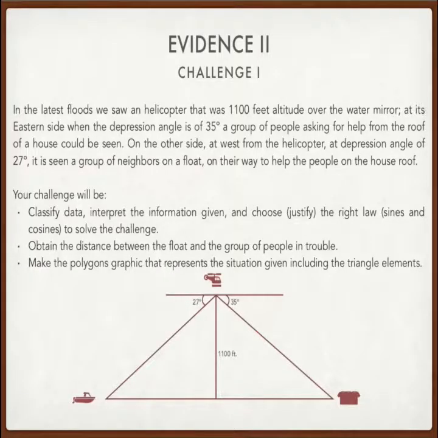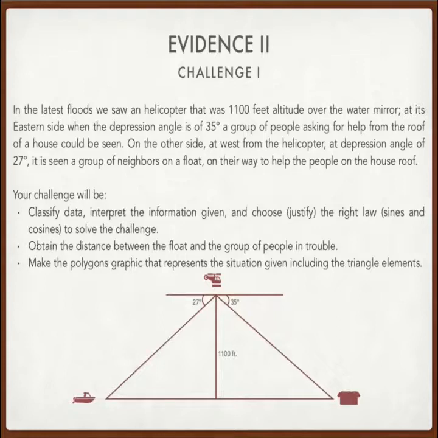I'm going to explain challenge number 1 of the evidence, and first of all, let's read the problem. It says, in the latest floods, we saw a helicopter that was 1100 feet altitude over the water mirror, and on its eastern side the depression angle is 35 degrees. A group of people asking for help from the roof of a house could be seen. On the other side, west from the helicopter, at a depression angle of 27 degrees, a group of neighbors on a float is seen on their way to help the people on the house roof.